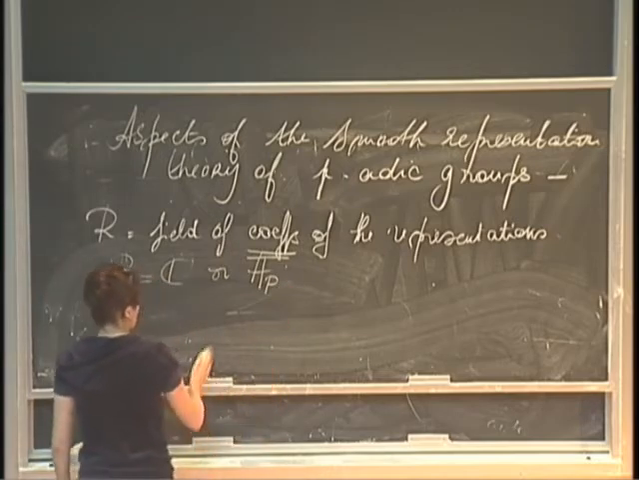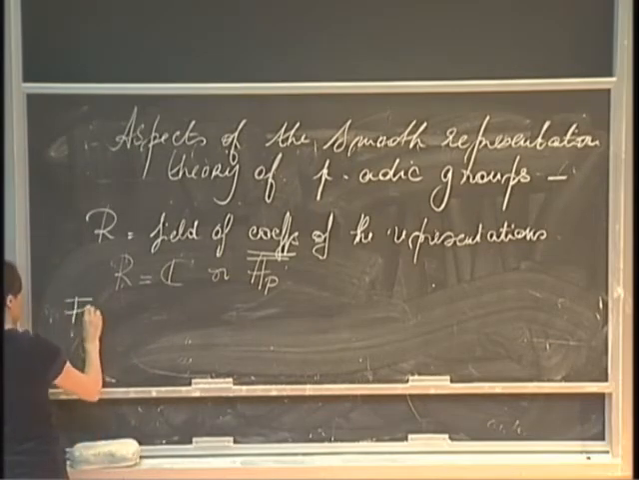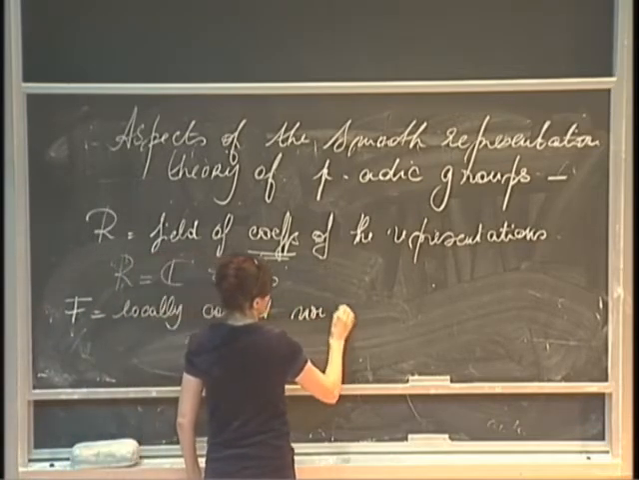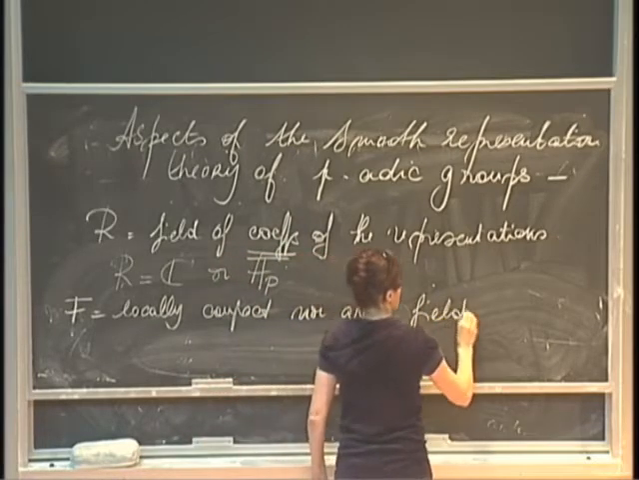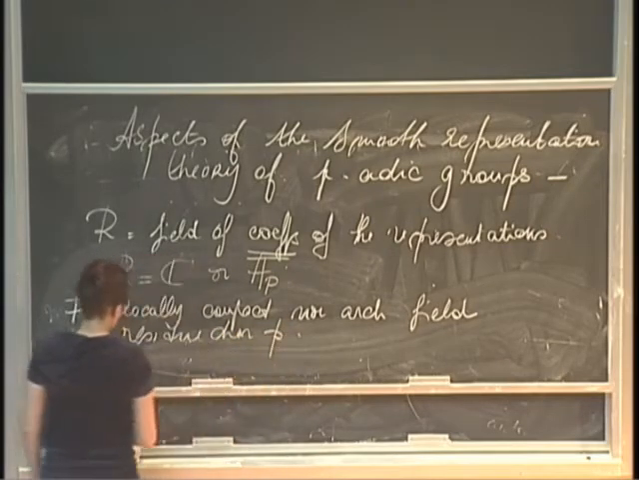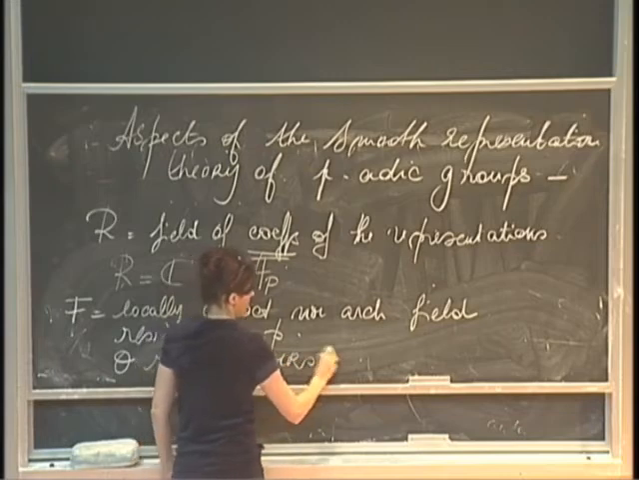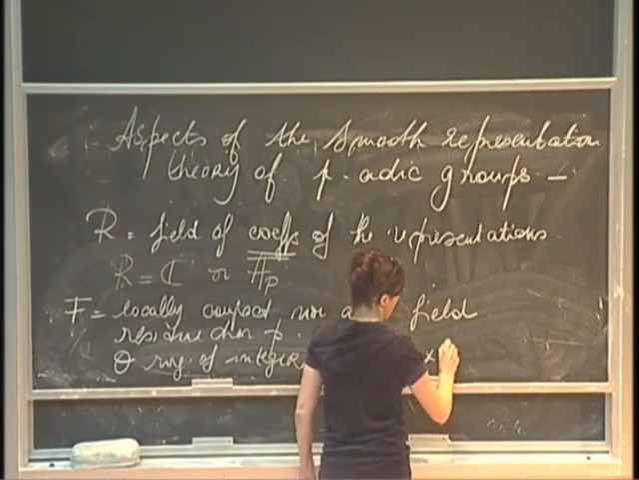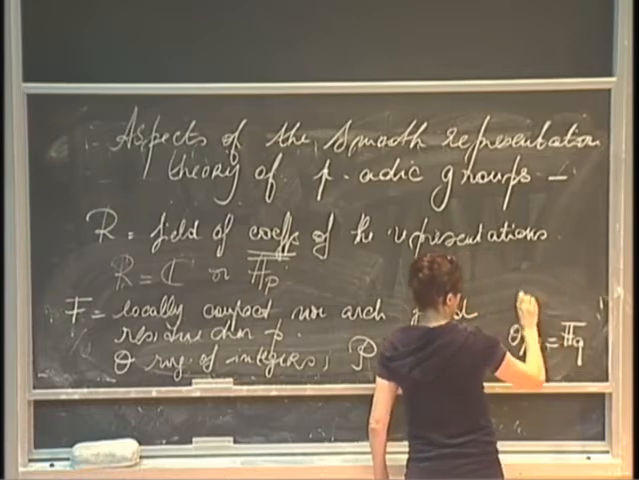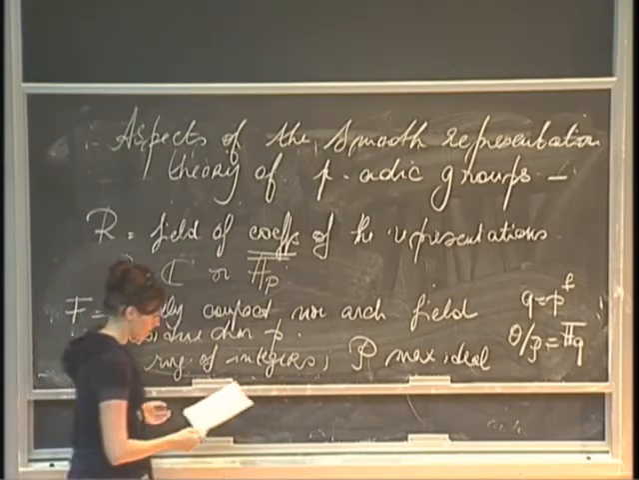So what is our p-adic group? Let me define first our p-adic field. So I'll give a few notations. F will be a locally compact, non-Archimedean field with residue characteristic p. O will be the ring of integers. P, the maximal ideal of O. And the residue field has q elements, where q is a power of p, since we chose residue characteristic p. That's it.